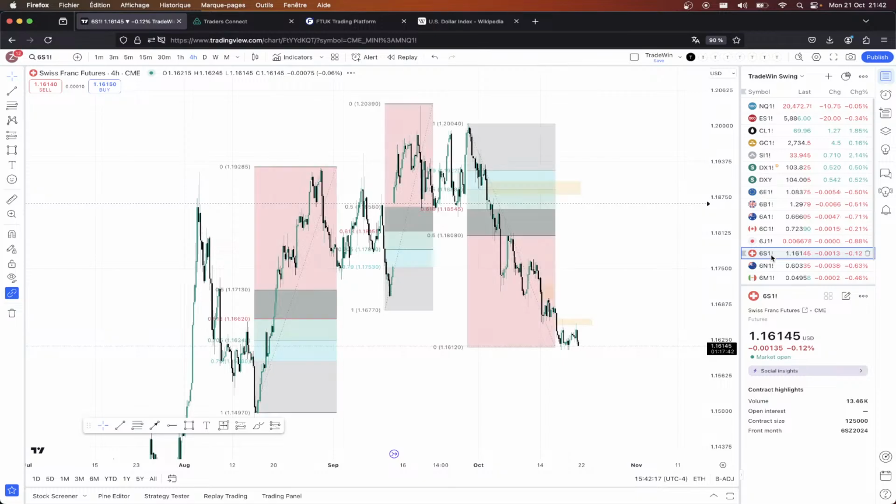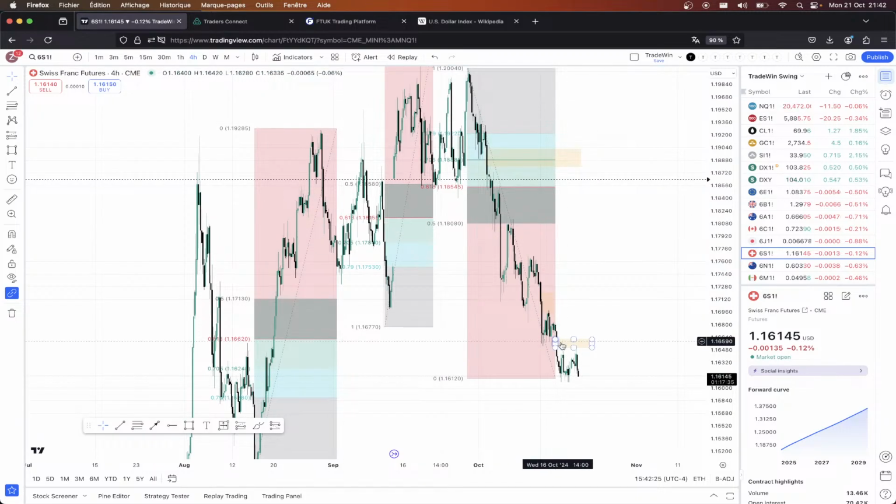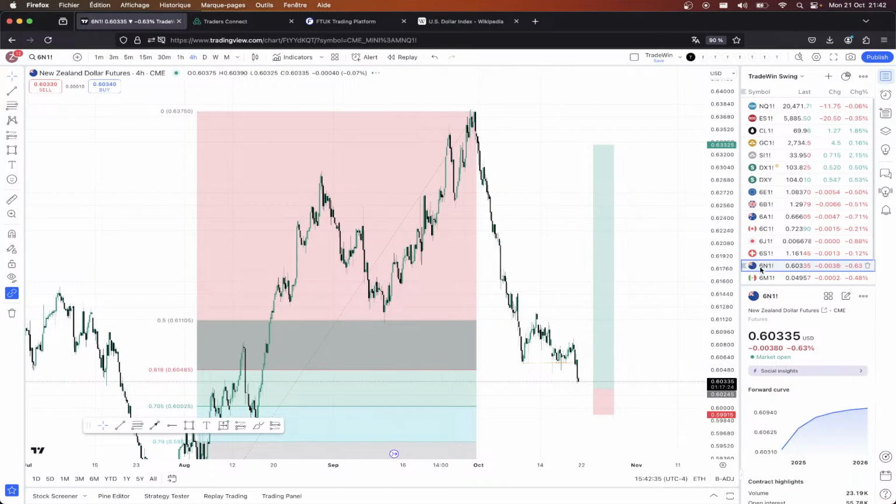Swiss franc, we went into the zone. Okay, nice fair value gap here, but it didn't get inversed at this level. So I'm definitely not taking this. We are still waiting. New Zealand dollar.